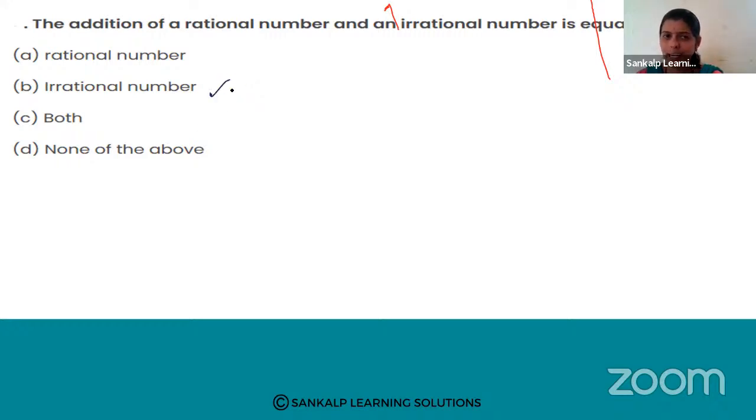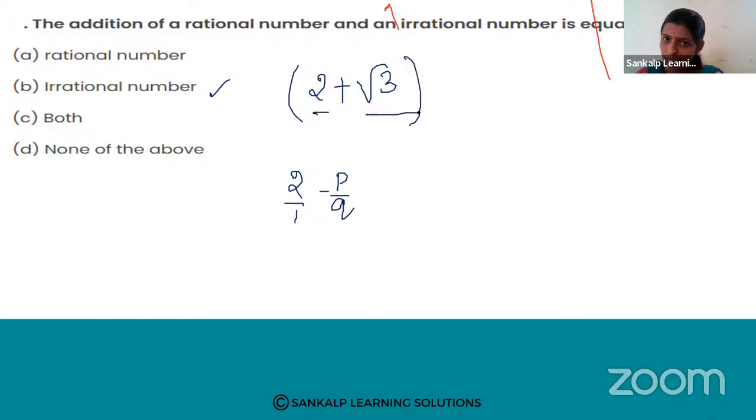Option B is right. See, addition of a rational number. If I consider 2 as a rational number, why? Because I can write 2 as 2 divided by 1, which is in the form P divided by Q. If a number is in the form of P divided by Q, then it is called a rational number. So 2 is also a rational number. Next, plus root 3. Root 3 is an irrational number. The addition of a rational and an irrational number is an irrational number. Remember, option B is right.